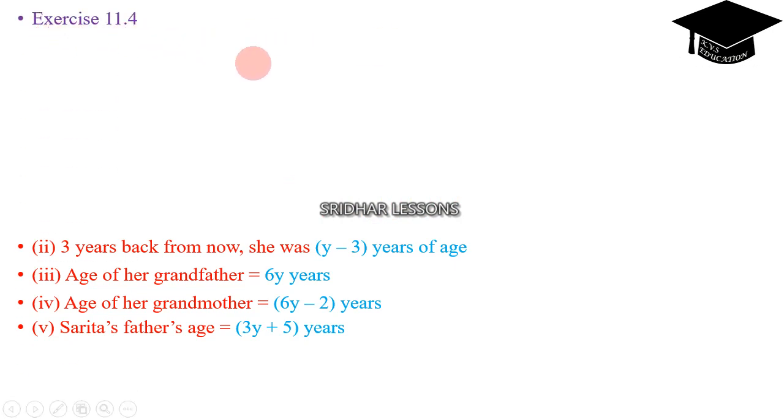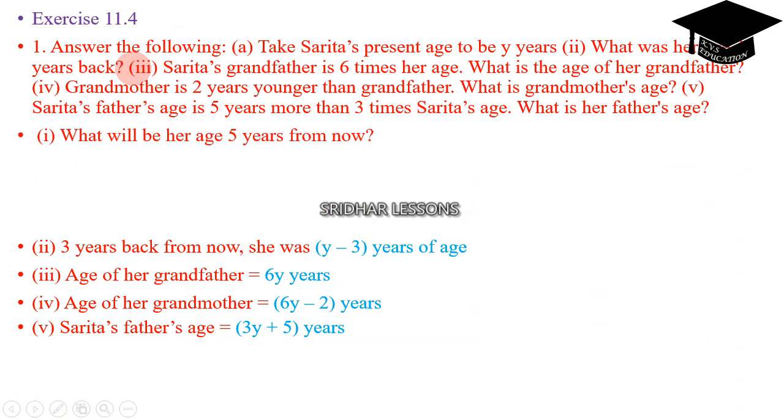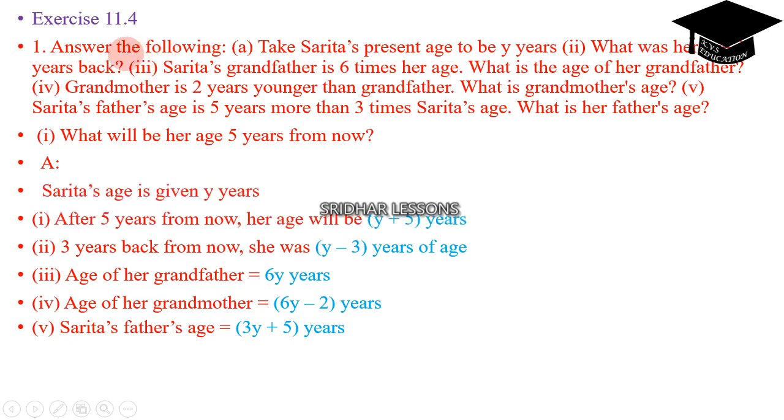Exercise 11.4. Answer the following. Take Sarita's present age to be y years. What was her age 3 years back? For 3 years back from now, it is y minus 3 years of age. For question number 2, it is the answer.